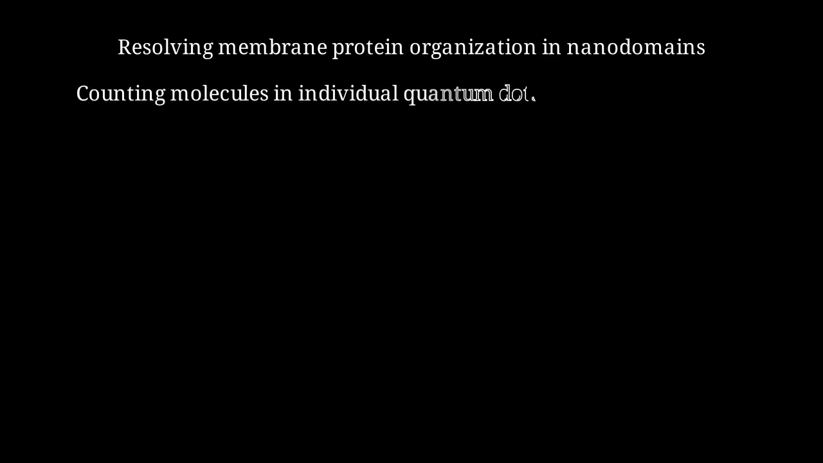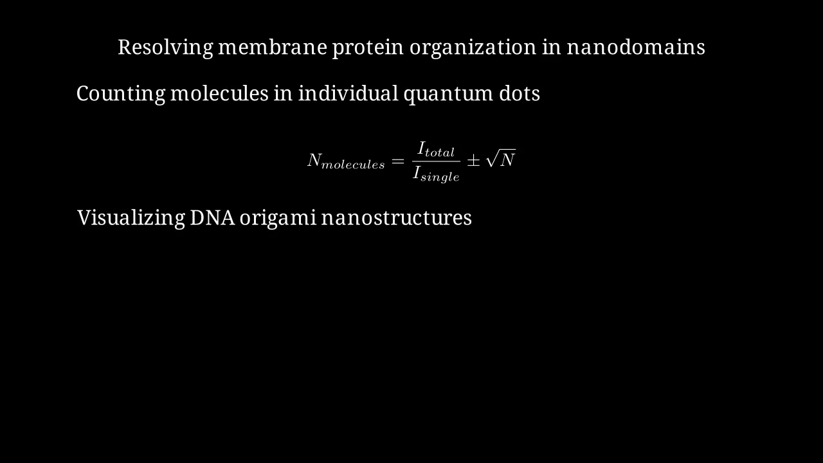In quantum dot research, superresolution enables counting the exact number of fluorescent molecules or defects within individual nanocrystals. By comparing total fluorescence intensity to single molecule intensity, corrected for shot noise proportional to square root n, we determine molecule number with statistical confidence. DNA origami creates programmable nanostructures. Superresolution microscopy validates designs by imaging the placement of fluorescent labels at specific sites.